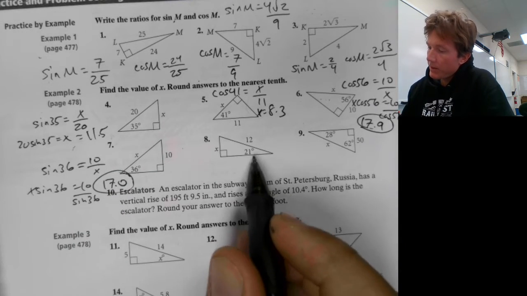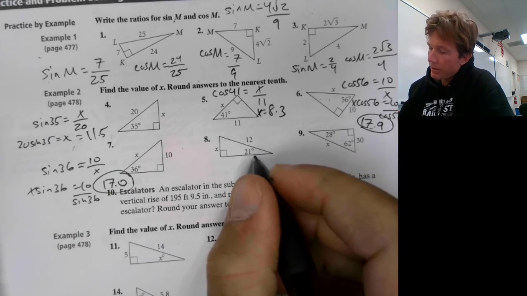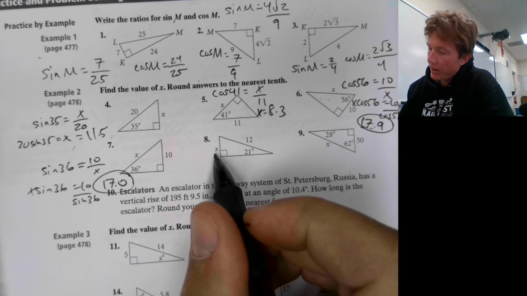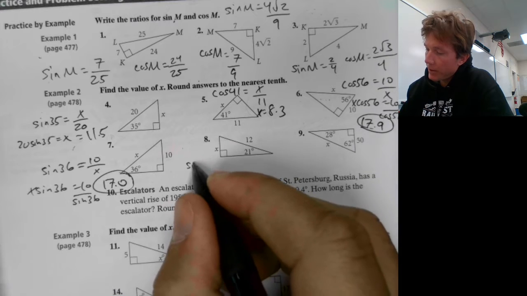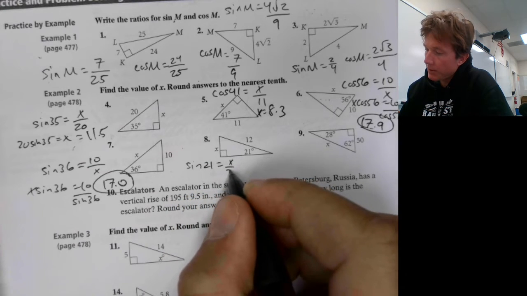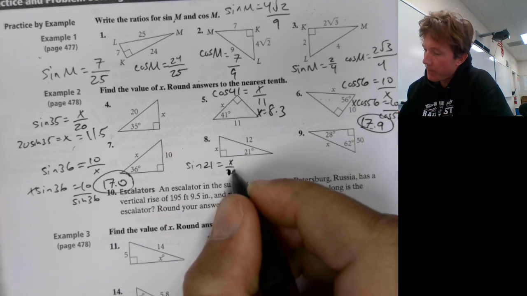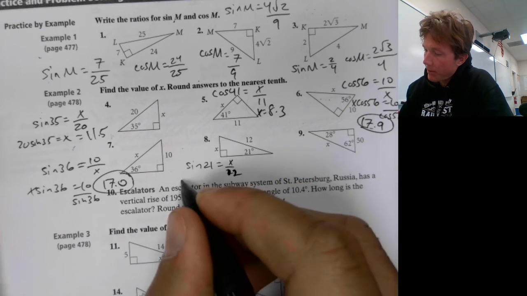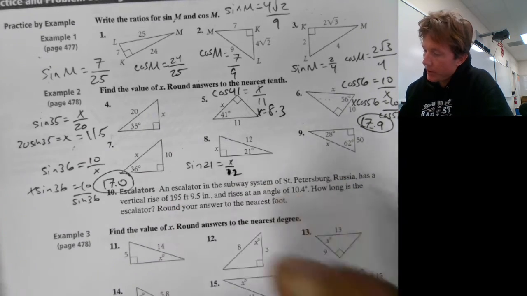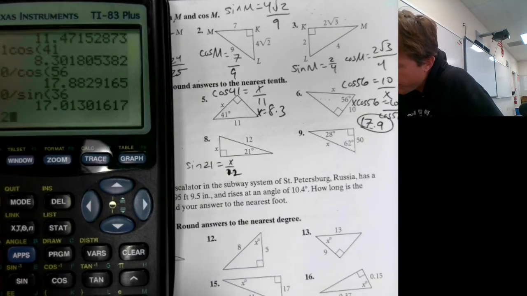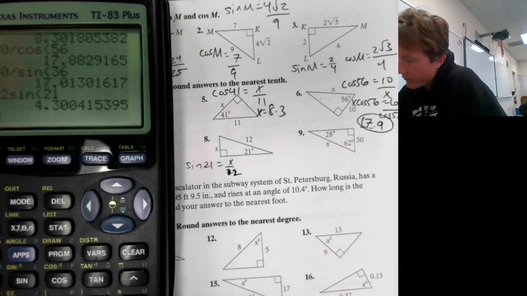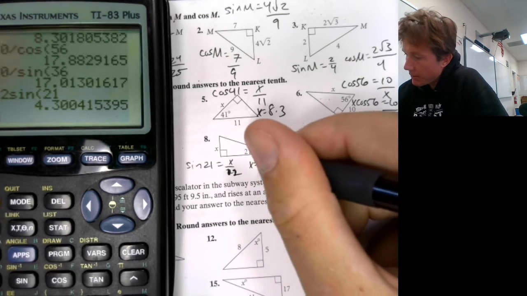Next one, I've got my angle, 21. I'm looking for opposite, and I have a hypotenuse, so I'll do sine of 21 equals x over 12, sorry. Multiply by 12. 12 times sine 21 equals x. So x equals 4.3.